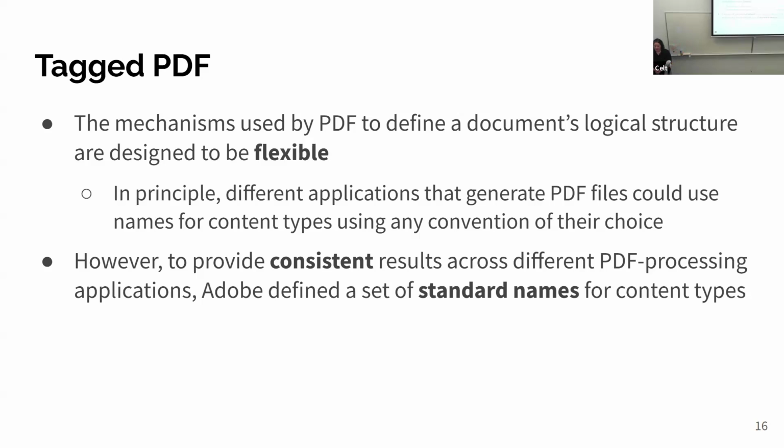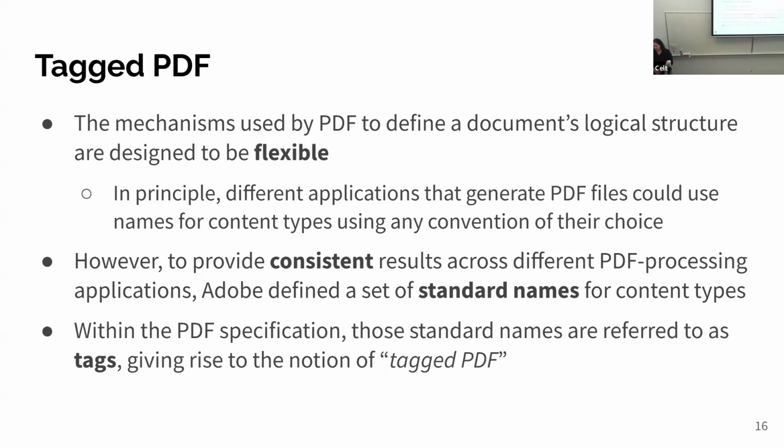So when you're creating a tagged PDF, you could do it like XML, where you define what you're going to call each piece of metadata. But we do have standard names for the different tags, and a lot of them are similar to what we have in HTML. Within the formal specification of PDF, those standard names for content types are referred to as tags, hence the name tagged PDF. It means it's using those standard names of content types, or those tags.